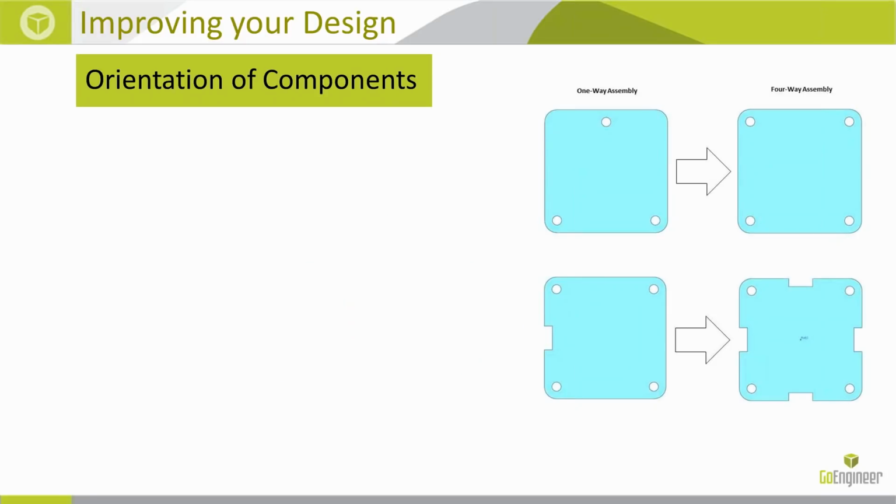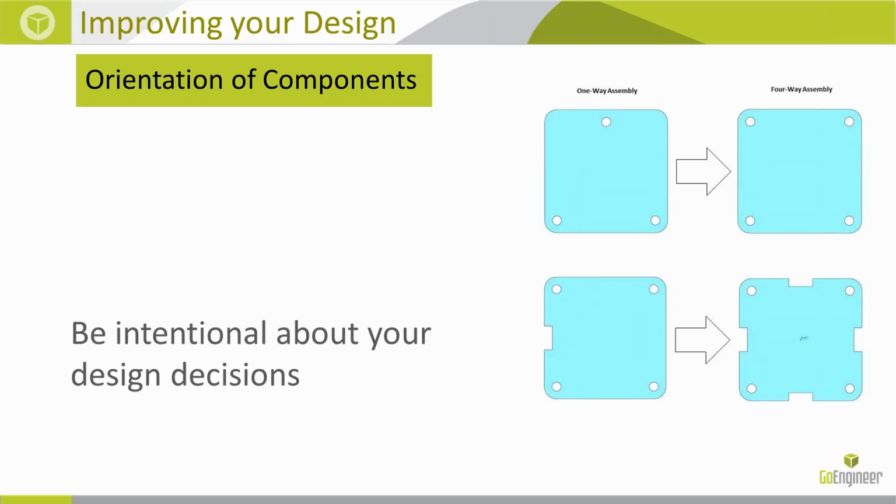So next, let's talk about orientation of components. Another thing we need to be a little more intentional about in our design decision is orientation. So sometimes you do want a part to be attached only in one possible way. You don't want to have any other possibilities, but sometimes you do want to give the end user multiple possibilities. You want it to be aligned in multiple ways. So you have to think about that from the assembly perspective and what it is you want for the end user, and then make that alignment decision on those parts.